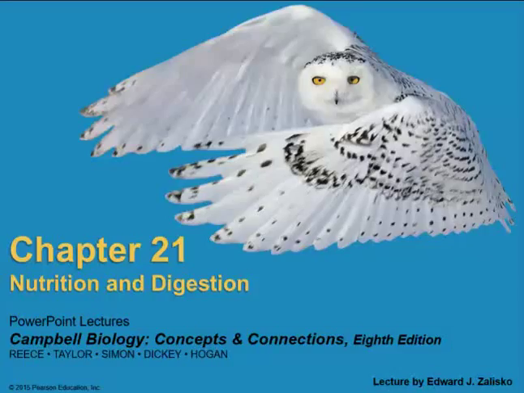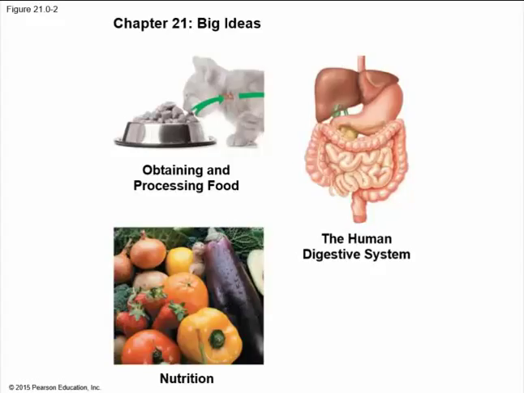Chapter 21 deals with nutrition and digestion from an animal standpoint. We're going to talk about what happens to the food after animals ingest it. We'll talk about the parts and functions of the human digestive system and delve into the world of nutrition: what's good for you, what's bad for you. Anyway, let's move on.